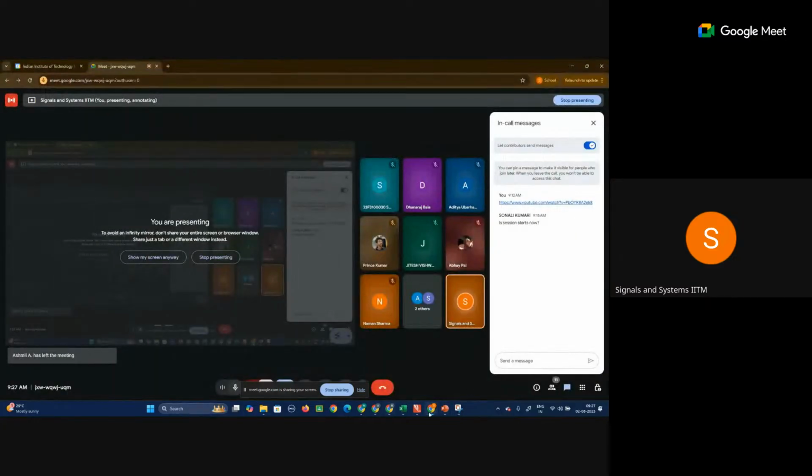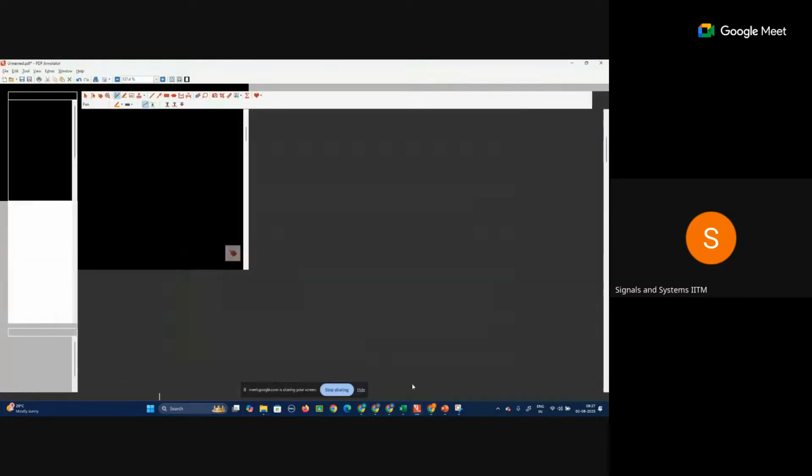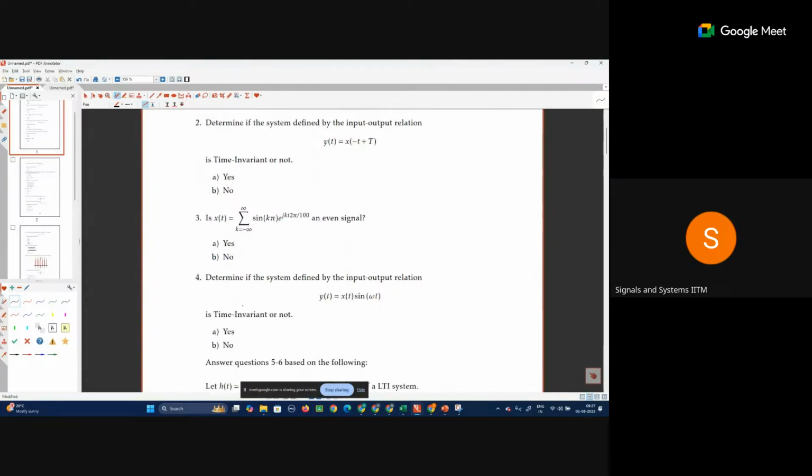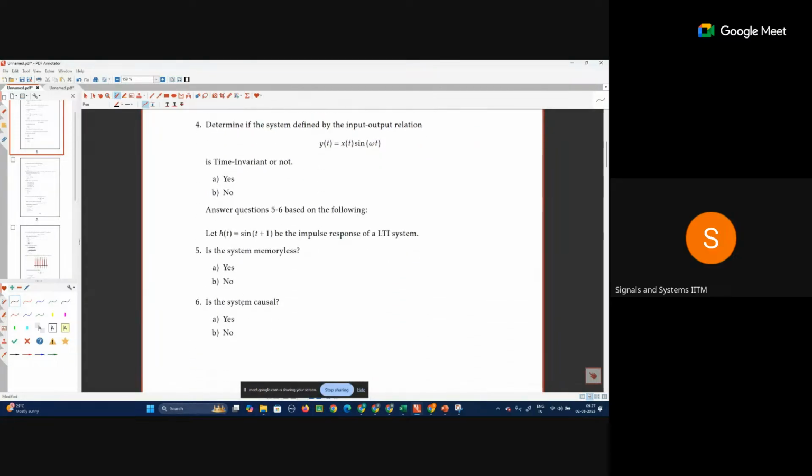So we'll solve the other questions. How about the fourth question? Determine if the system, given the input-output relationship y of t equals x of t sine omega t, is time variant or invariant. Can anyone help me with this?